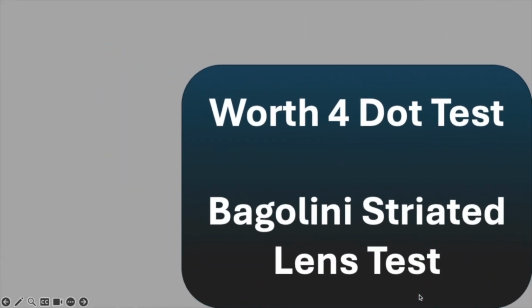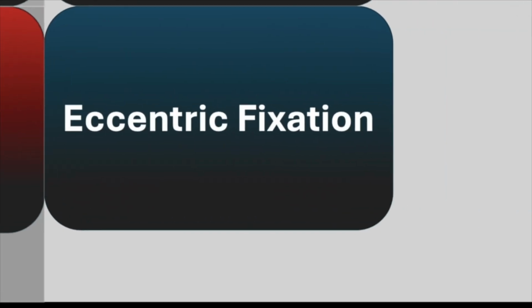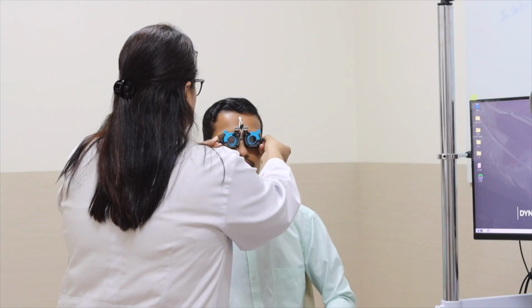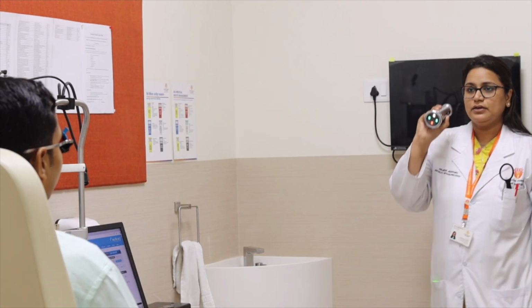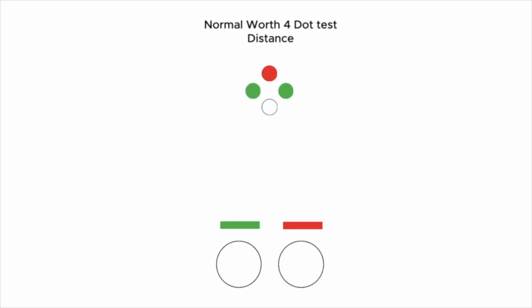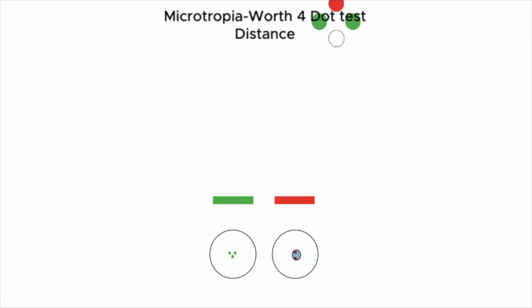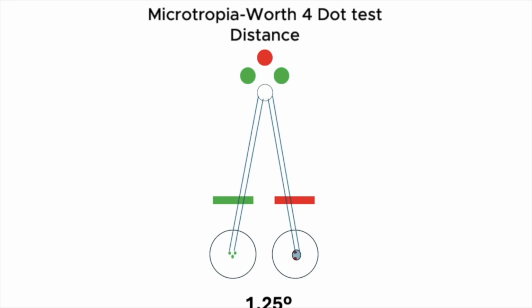Moving on, there are various tests that we can do for evaluation of microtropia. Let's begin with Worth 4-dot test. This test is performed by placing red filter and green filter over the right and the left eye respectively in bright light conditions. It should be performed for both near and distance. A normal response would be to see all the 4 dots. But in a patient with microtropia, when the test is done for distance, then the angle subtended by the image would be 1.25 degree at the fovea.